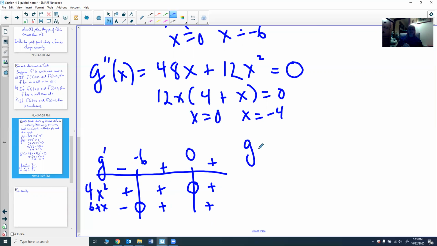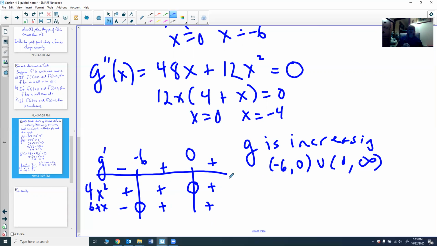So I now know that G is increasing from -6 to 0, and then from 0 to infinity. And I didn't include 0 because I don't really know what happens actually at 0. So I usually just go with what areas I have.